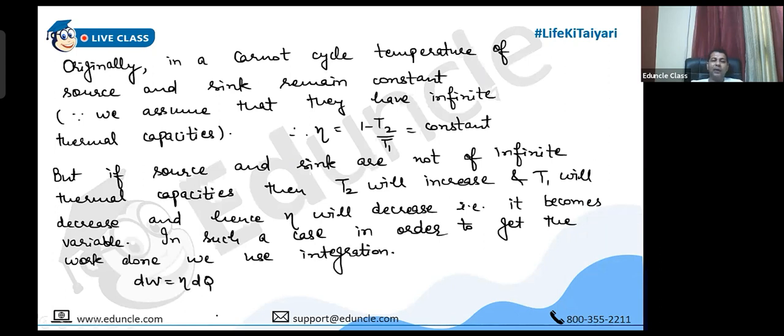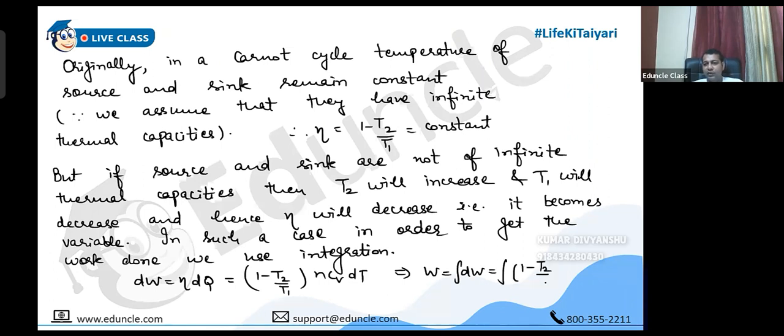How? Because dW will be eta dQ. We said eta is W by Q. So W will be eta into Q. So eta is this and Q is nCv dT. So it means in order to get total work done, we will integrate this expression because T2 and T1 are variable. Okay. So this is the formula that we will be using. Otherwise, it is simple multiplication.